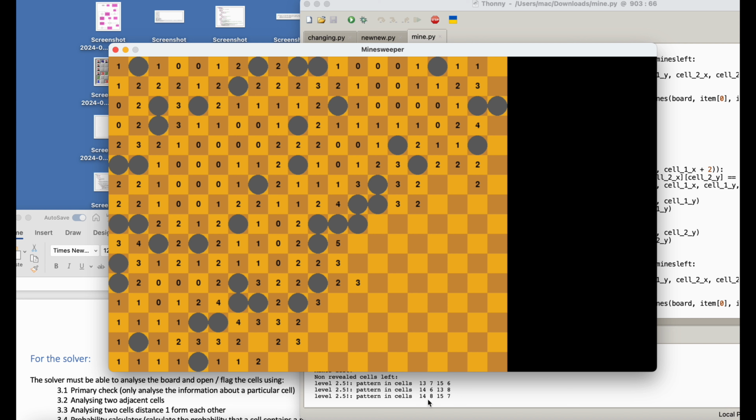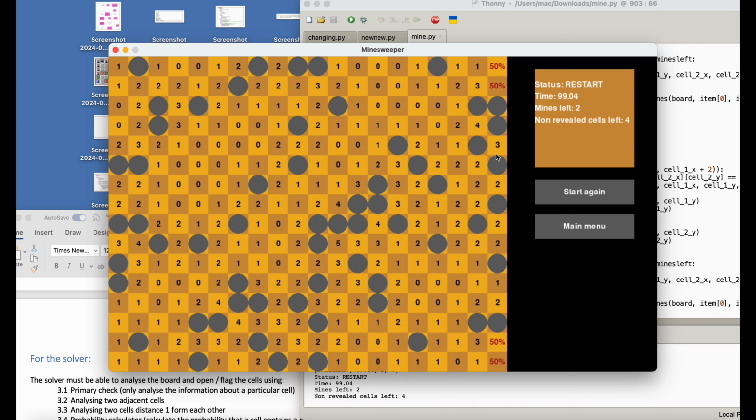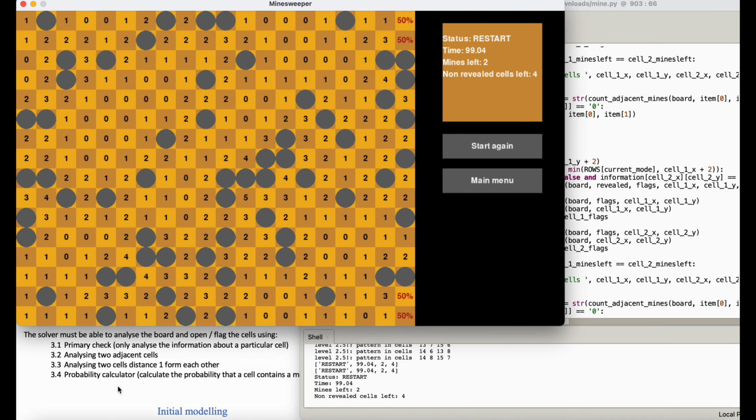We can see that the pattern appeared in the cells 14,8 and 15,7, which are this and this cell. And we can reveal this cell. Now let's wait for the solver to do it. Yes, that's what the solver did. And the board is completed. So that's objective 3.3. Now let's go to objective 3.4.